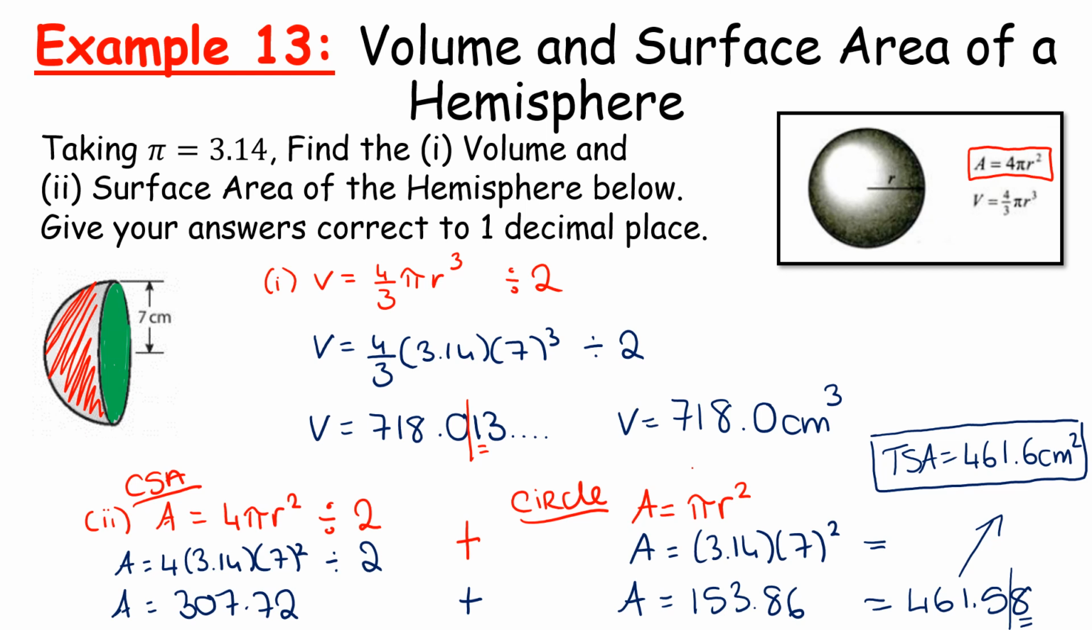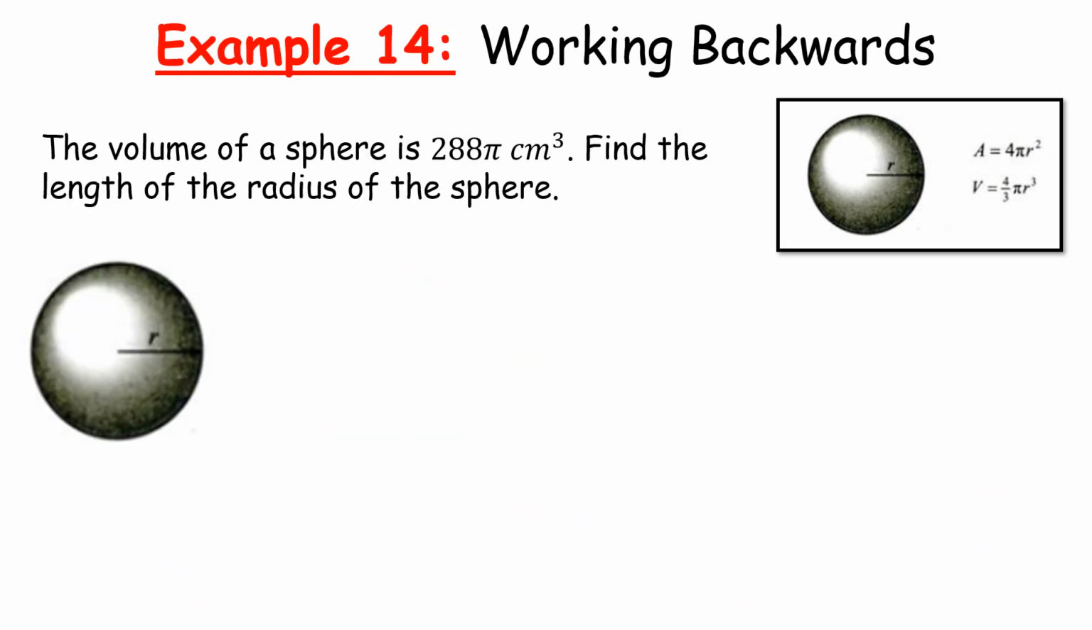So the volume of all these shapes are relatively straightforward, but it's the surface area that you need to be a little bit more mindful of, and really remember that in our log tables, the A for our 3D shape is a curved surface area formula. So let's work backwards with the sphere. The volume of a sphere is 288 pi centimeters cubed. Find the length of the radius of the sphere.